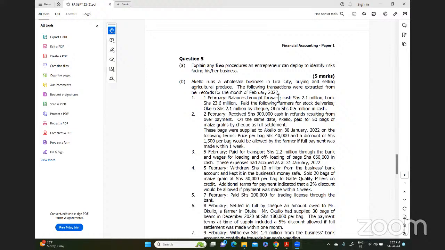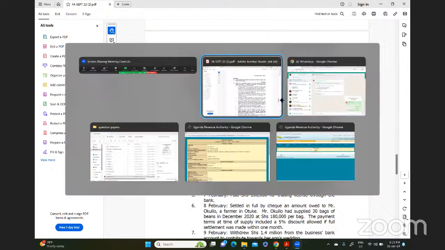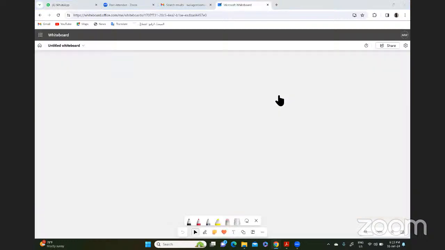So we left off last time having introduced books of original entry. We talked about quite a number of books. Just a small recap.